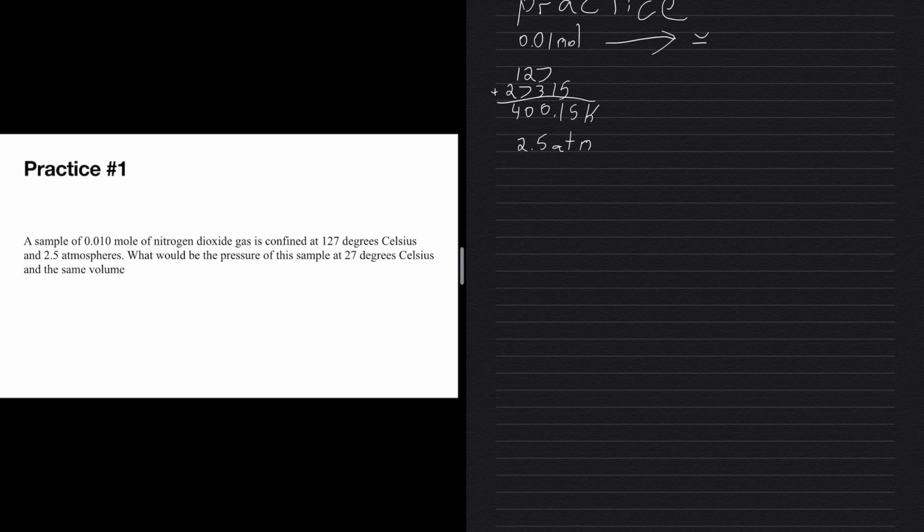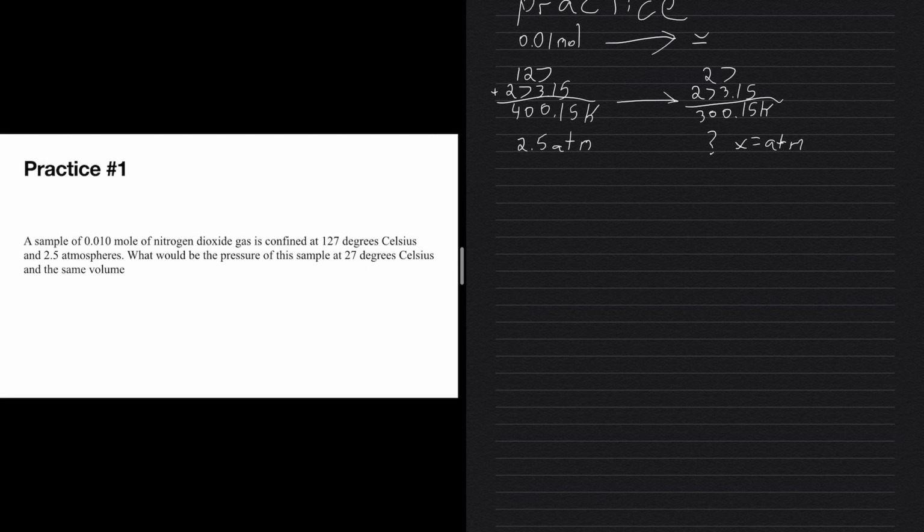We know that the new temperature is going to be 27 degrees Celsius. So we're going to go 27 plus 273.15, which gives us 300.15 Kelvin. And we're looking for the new pressure. So that is what we're trying to find. Question mark or x equals ATM.